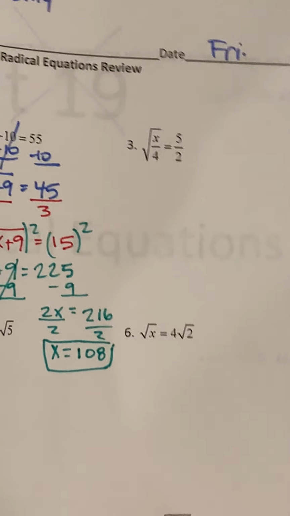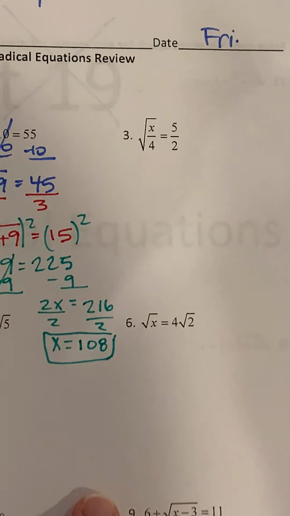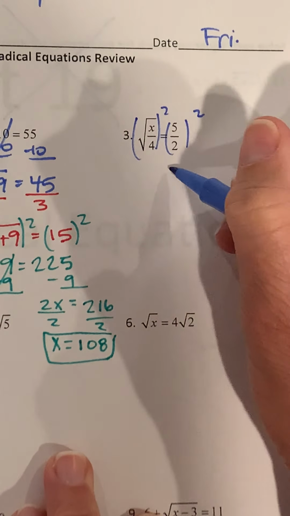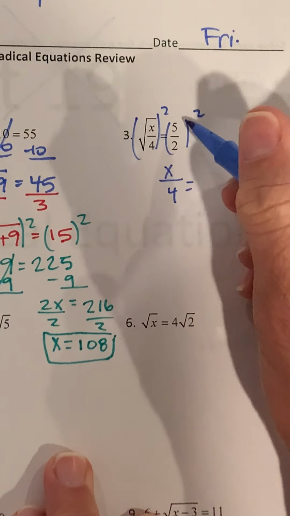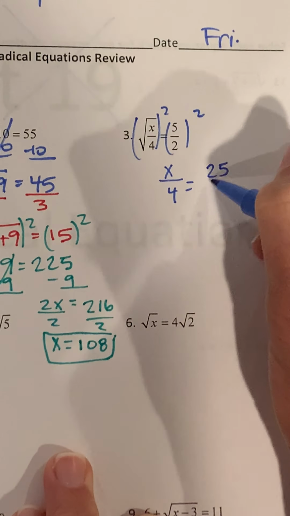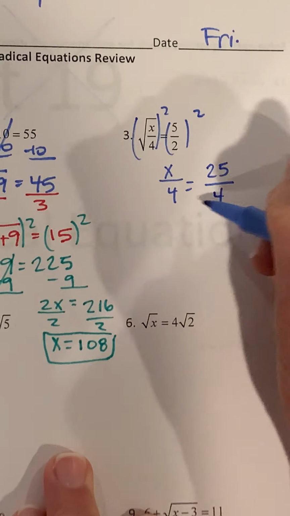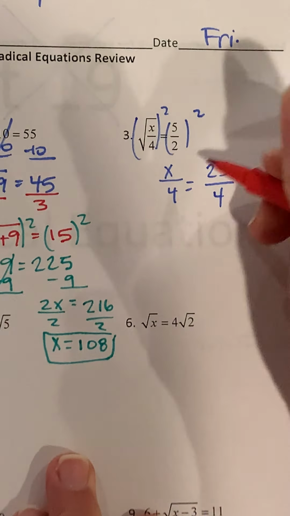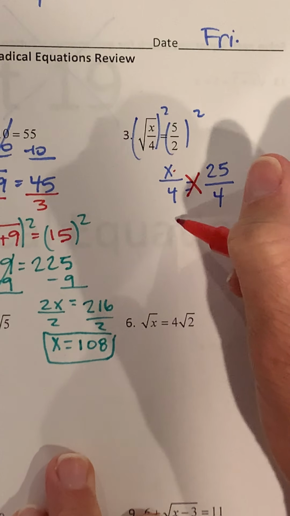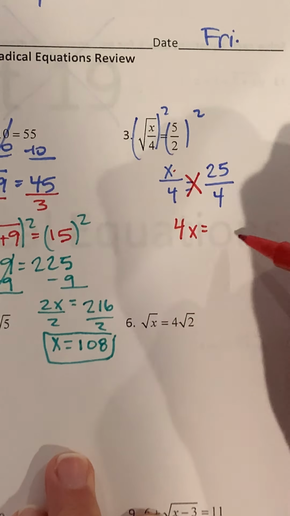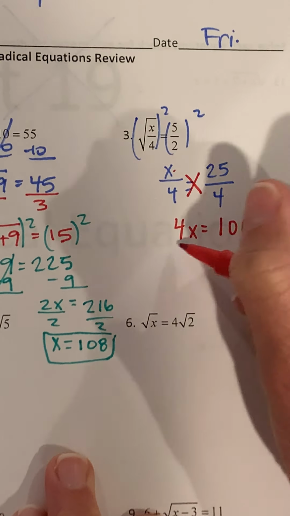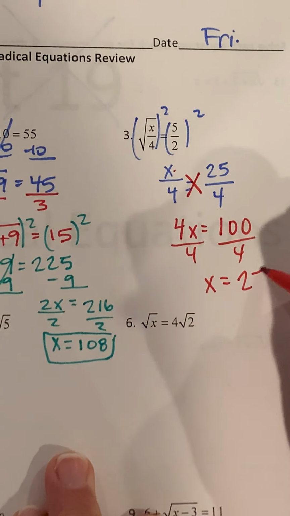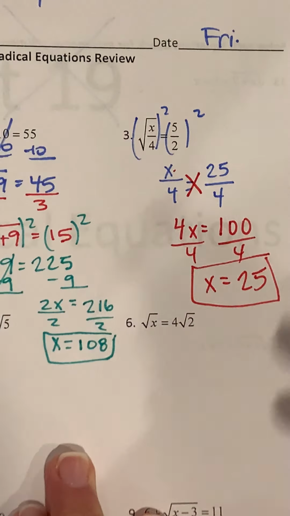All right, number 3. You have a square root on just the left. So I'm going to square both sides. So that gives me an x over 4 here. 5 times 5 is 25. 2 times 2 is 4. Fraction equals a fraction. I cross multiply. Okay, x times 4 is 4x. 25 times 4 is 100. Divide by 4, and you get x is 25. You doing awesome. Good job.